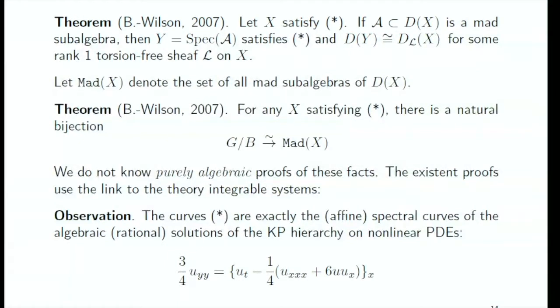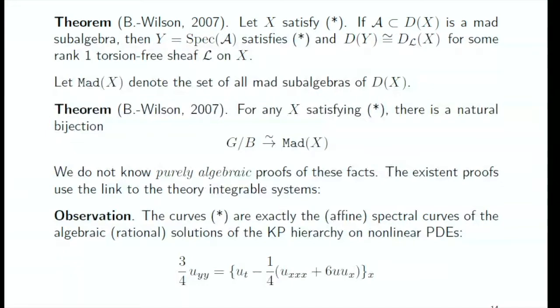So the set of all MAD subalgebras of DX can be identified with this quotient, where G is the group which I mentioned earlier of automorphisms of the Weyl algebra, or automorphisms of the free algebra on two generators, and this is a triangular automorphism. So this set actually has a nice description. But as I said earlier, it's natural to consider these MAD subalgebras up to the action of the automorphism group of DX. So we take another quotient, and this double quotient, it turns out, has a very interesting structure. I will turn to this in a moment.